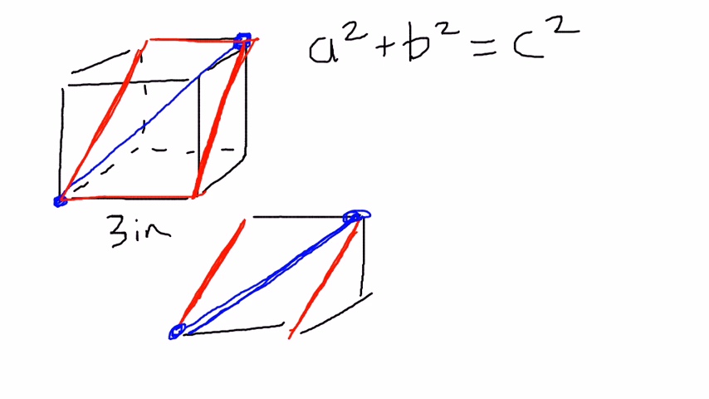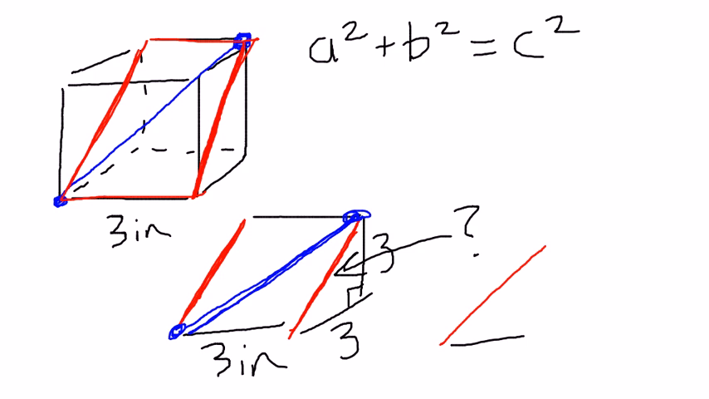So I know that this length here is 3, because that's part of the cube. So now I just need to find the length of this red line here. But notice that that red line is part of this triangle here, where we know the side lengths are 3 and 3. So we've got a right triangle. Here, I'll just explode it out there. Right triangle, side lengths 3 and 3.